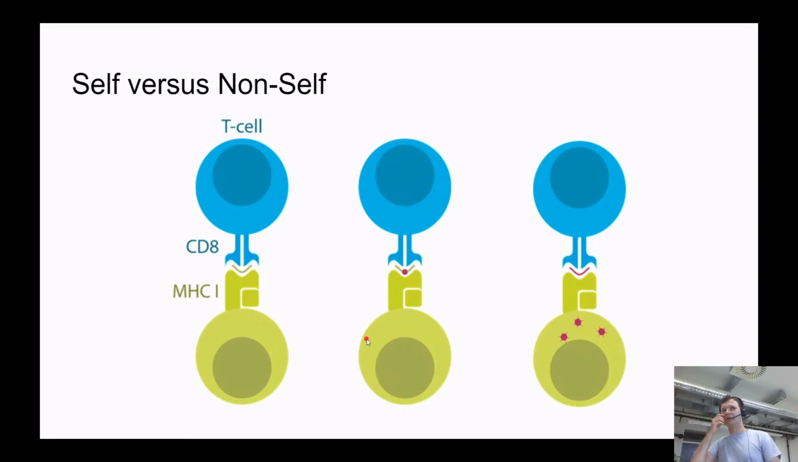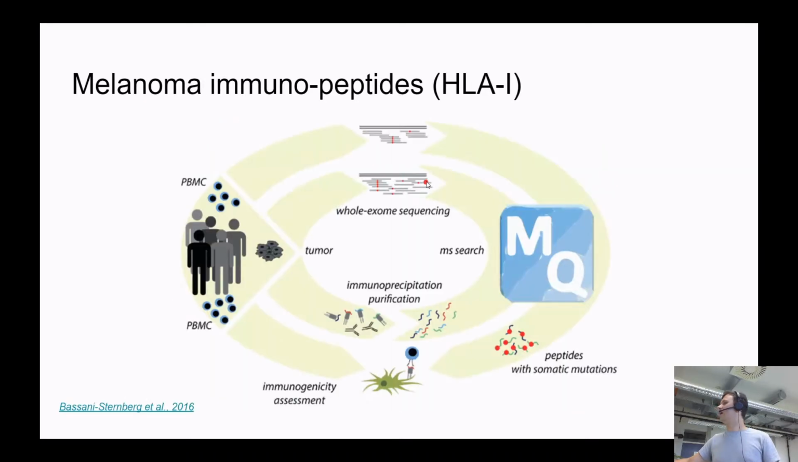Because cancer accumulates a huge amount of non-synonymous mutations, and these non-synonymous mutations can be expressed and represented on the surface. And if this non-synonymous mutation is very specific for this cancer, and not for the rest of the cells, then the immune system has some probability to detect it and kill it.